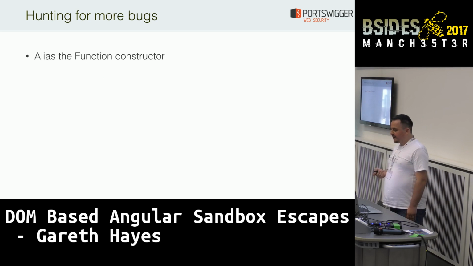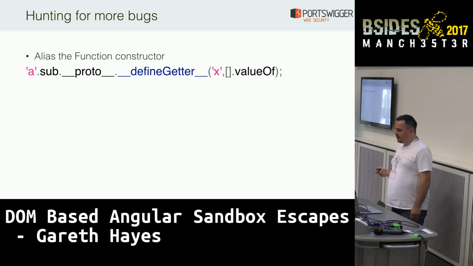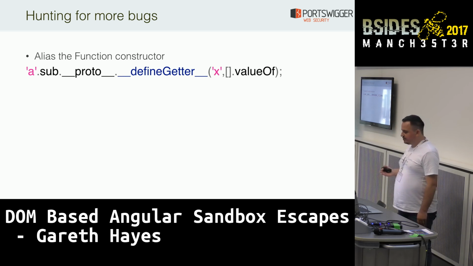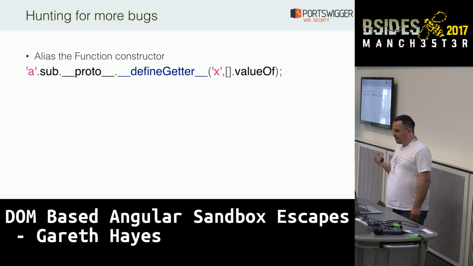Another thought I had was maybe aliasing the function constructor. And this is quite a cool trick. So we use the sub function shortcut again. We modify the function prototype. We define a new getter, and the getter is x, and the function that we want to call is valueOf. Now what that does is returns the value of the object. So now the function constructor has a property of x that allows us to execute arbitrary code without specifying function.constructor.